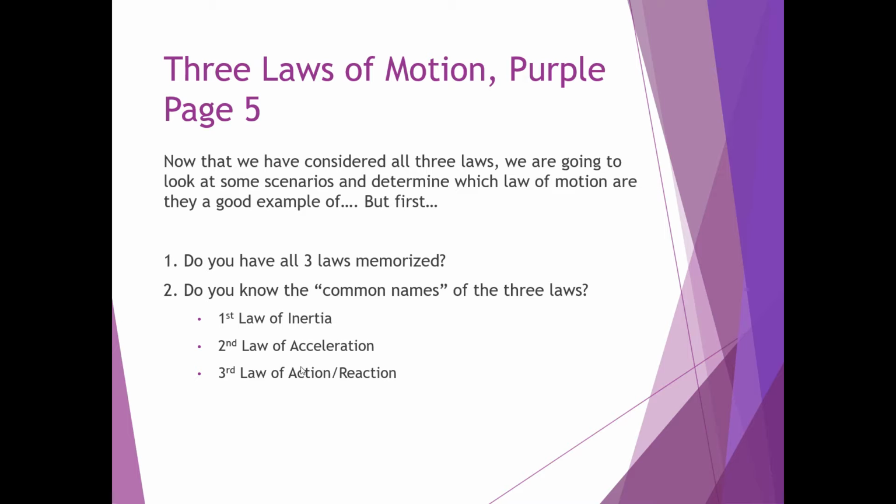So the first law, the law of inertia, is an object at rest stays at rest, and an object in motion stays in motion at a constant speed in a straight line unless acted upon by an unbalanced force. Number 2, the second law of acceleration is F equals ma, or you can write it A equals F divided by m. Either way is fine. You don't need to do that in words.